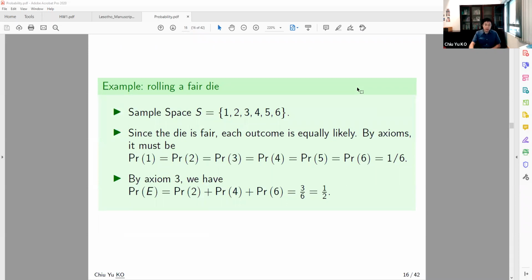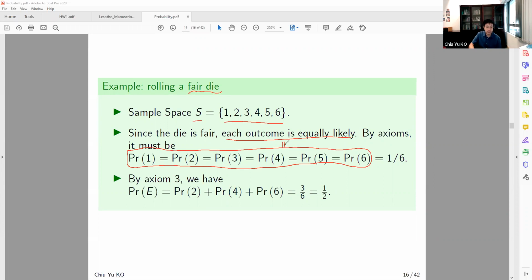Let's see how we are going to work on the fair die using the axioms. We don't rely on the idea of normal frequency, which is the definition of classical probability, where you can repeat the experiment. Here we just start from scratch. With the sample space 1 to 6, numbers 1, 2, 3, 4, 5, 6, we are saying it is a fair die, so the outcomes are equally likely. Equally likely means all 6 of them have the same probability.